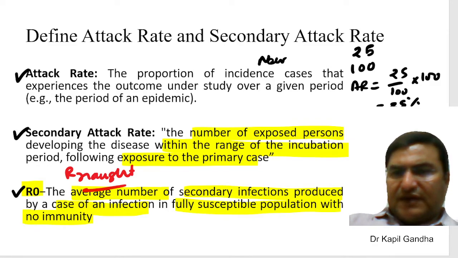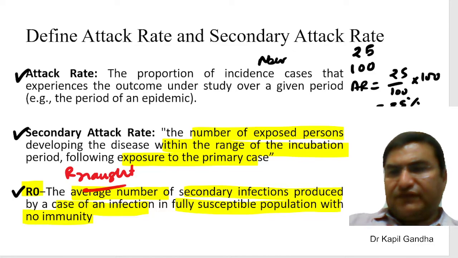What is the importance of R naught? To compare various infectious diseases. So this is the R naught of COVID-19. What is the R naught of measles? It is 18. So a single case of measles can infect about 18 children in the near future. Okay, so this is about the R naught.